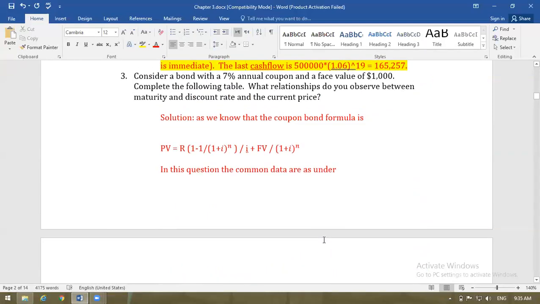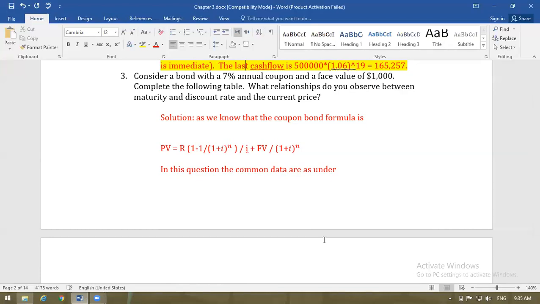Consider a bond with a 7% annual coupon and a face value of 1000. Complete the following table. Kindly see your book. Open your book. The table is given in your book in question 3. There is some information given and you are asked to fill the blanks which are there in the table.